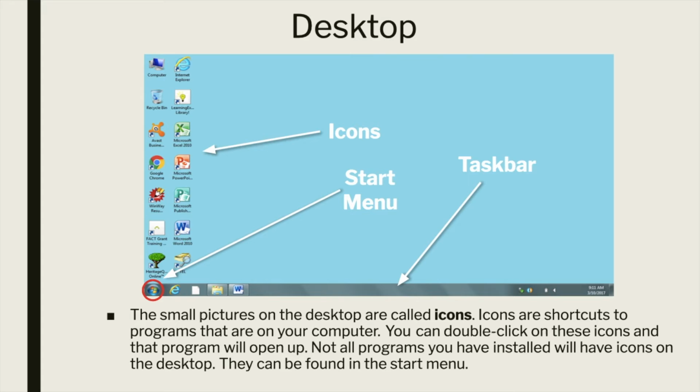Okay, this is our desktop. Right here are all of our icons. These are your programs. Not every single program on your computer will have an icon. You can find the rest of those right here in the start menu. And then down here is your taskbar. We will talk more about that in just a minute. So, y'all can take a look at that real quick. Okay, now we're going to move on to the next slide.